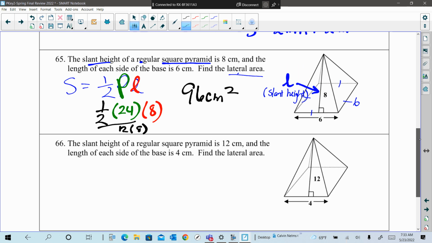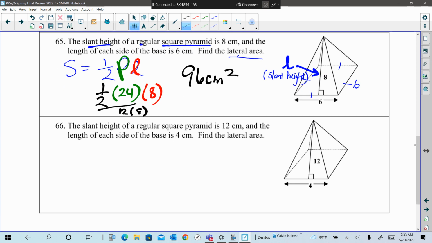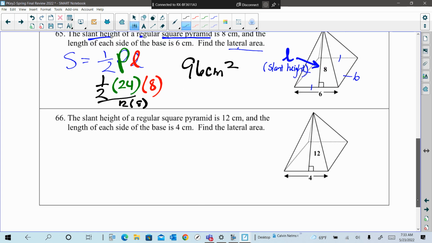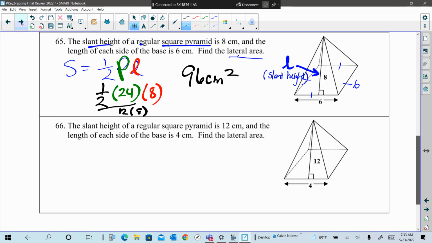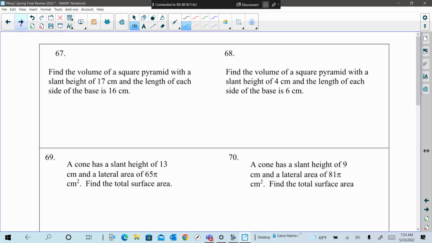$66 is the same as 65, just a different dimension. So the same formula is needed, same setup. Then when you get to this page on, now we're starting to look at a mixture of volume and surface area.